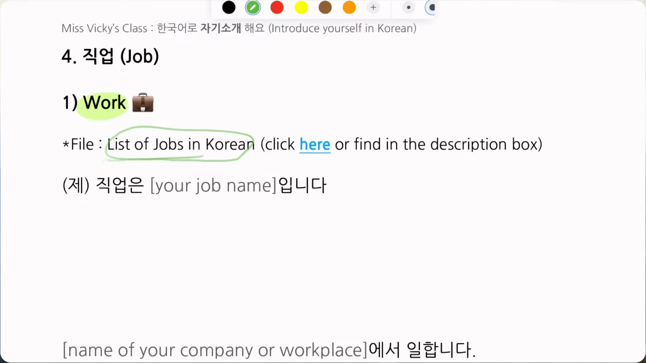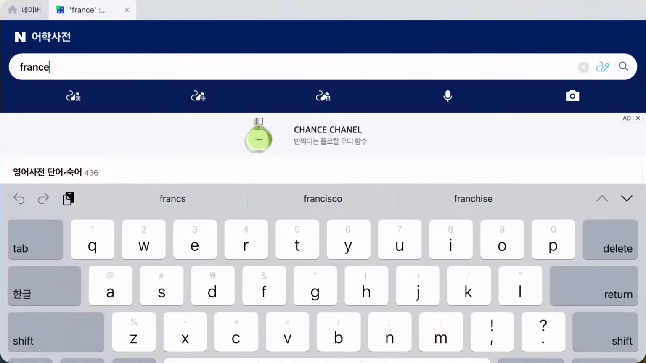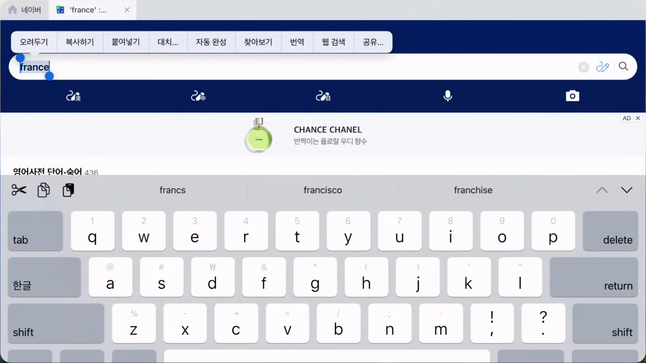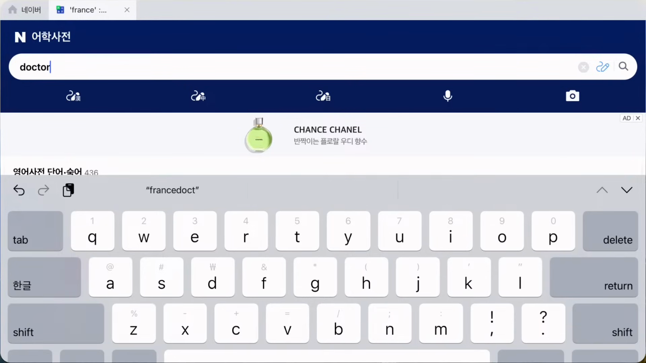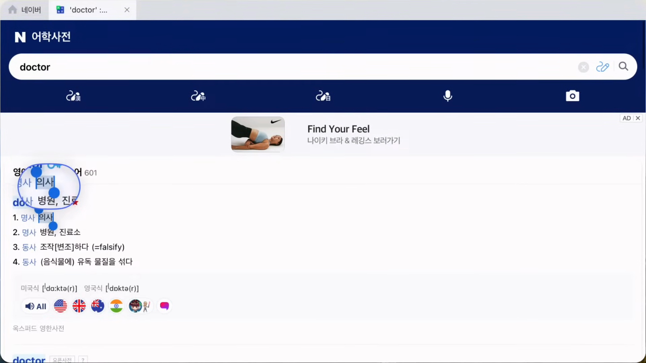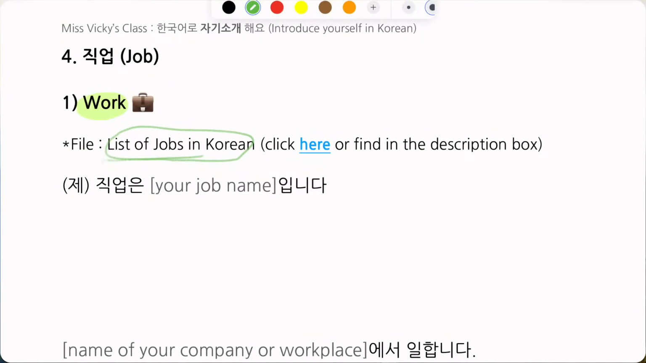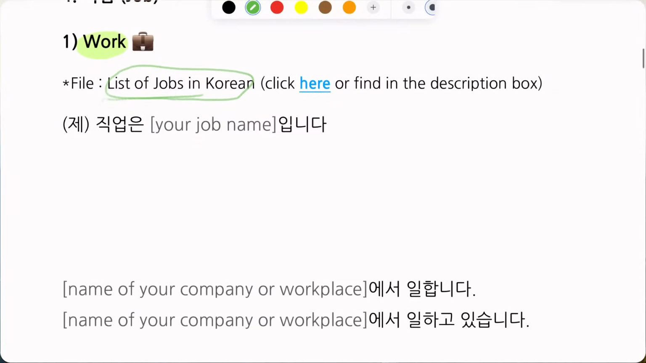So I recommend that you guys search for your occupation name in Korean directly on Naver Dictionary, like I suggested in the country name. So, for example, if your job is, let's say, a doctor, then you can always type doctor, and the dictionary will tell you, oh, it's 의사. It's usually the first thing that comes up, the first result that comes up on the dictionary. So feel free to use the dictionary. And so it's very simple. Saying your job is very simple.